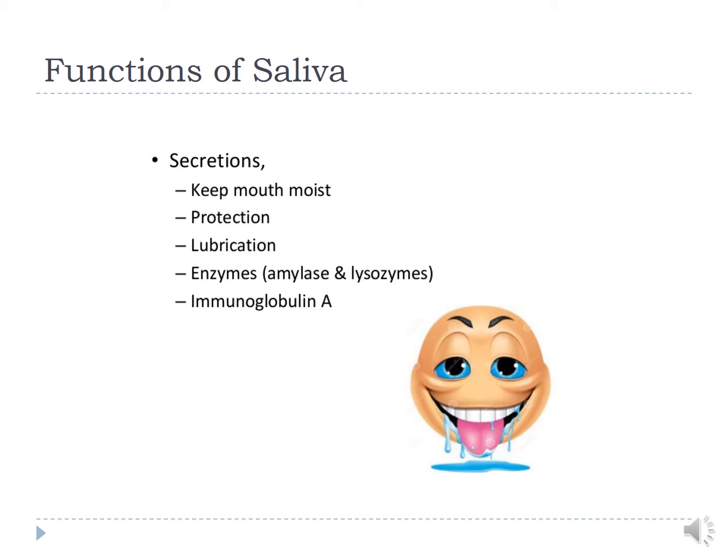Third function, a very important function: the secretion of saliva contains enzymes, amylase, lysozymes, and to some extent the lipase enzyme. So the digestion of the carbohydrate starts in the oral cavity. Last but not the least, the saliva contains immunoglobulin A.